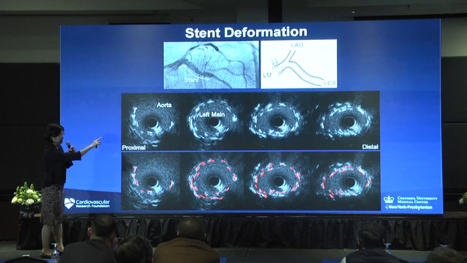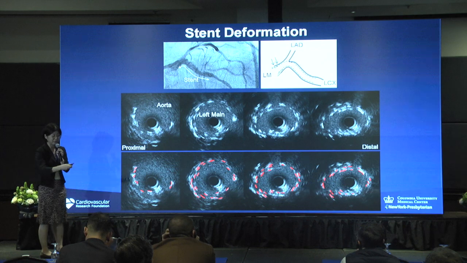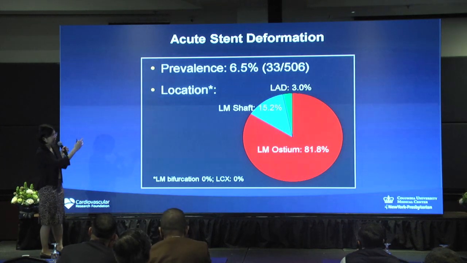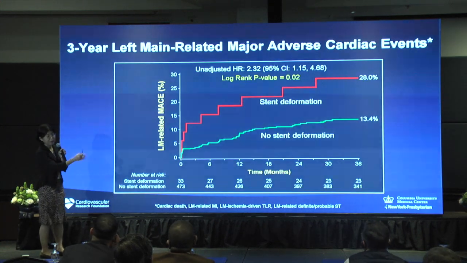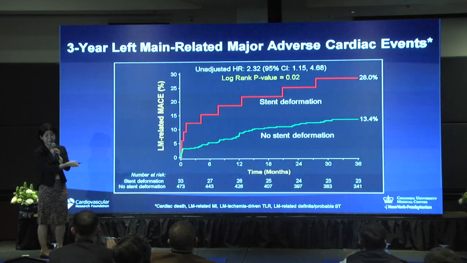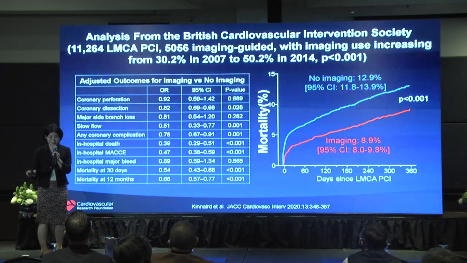This is very disorganized strut. This is so-called stent deformation, which we see many times in the ostial left main. And this happened in about 6.5% in the EXCEL trial. And if it happened, they have a poor outcome even after adjusting for minimum stent area. Okay, so this is the end.